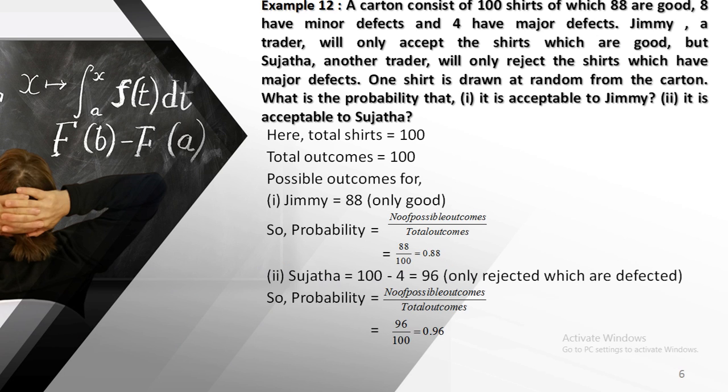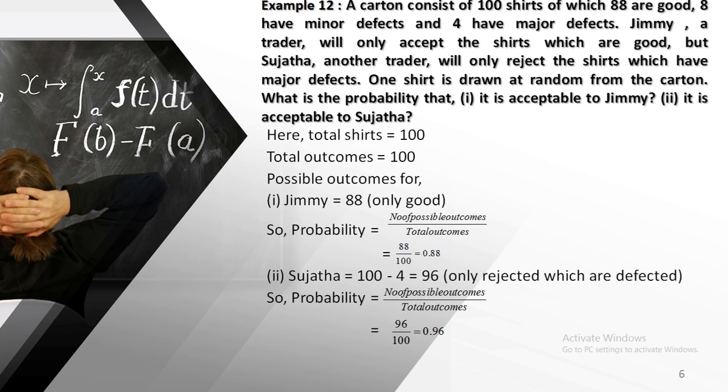It's example 12. A carton consists of 100 shards, of which 88 are good, 8 have minor defects and 4 have major defects. Means total shards are 100. Means total outcomes 100. From that, 88 are good, 8 have minor defects and 4 have major defects. Now Jimmy, a trader, will only accept the shards which are in good condition, right? Here 88 are in good condition, means Jimmy will accept 88 shards.